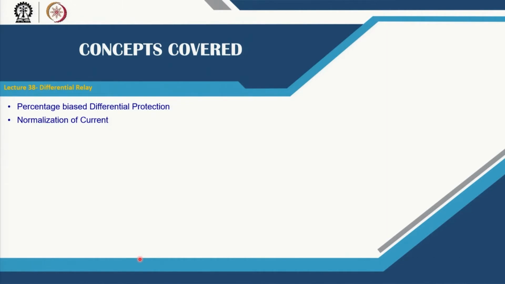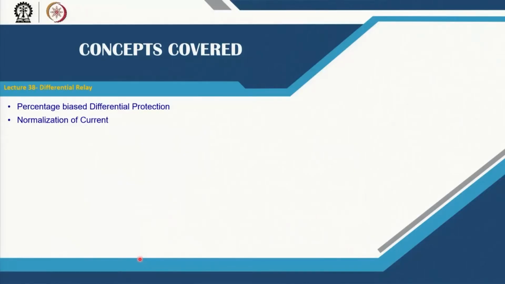In this lecture, we will address percentage bias differential protection philosophy, and then we will proceed with how a numerical relay does it with different steps. We will have the initial portion on that. First step will be normalization of current, and the other steps we will elaborate more on in subsequent lectures.